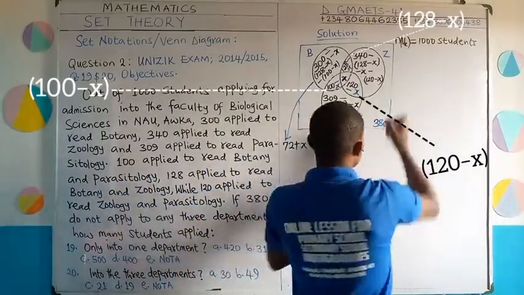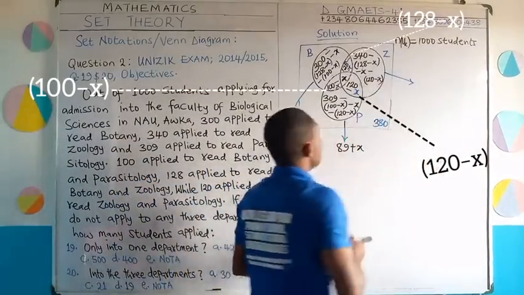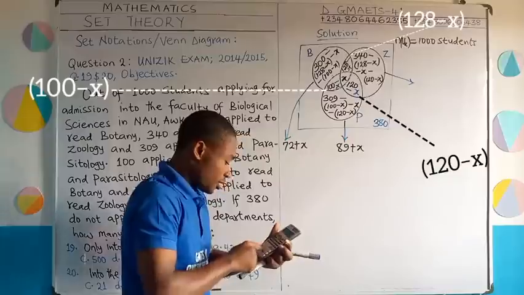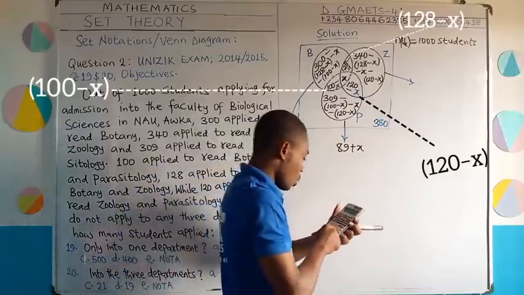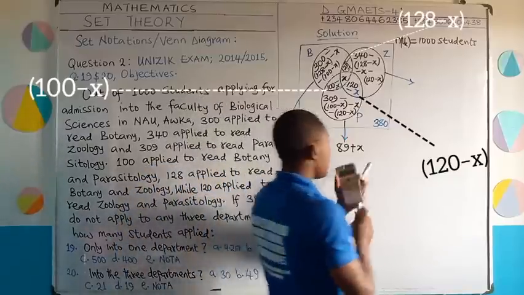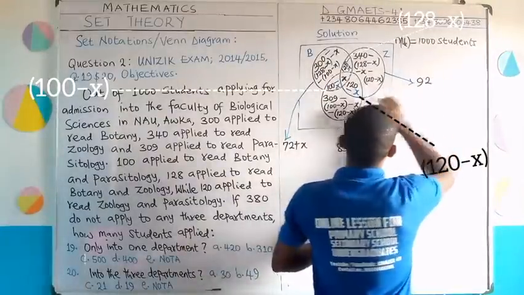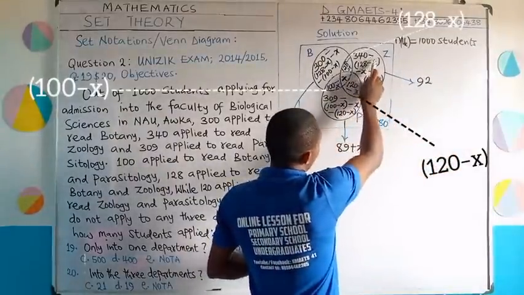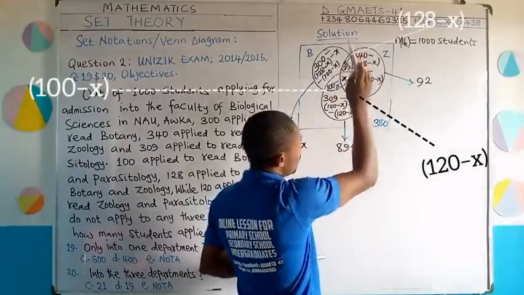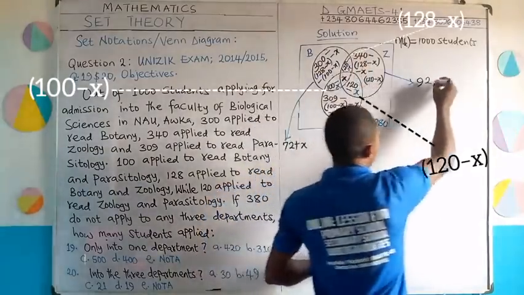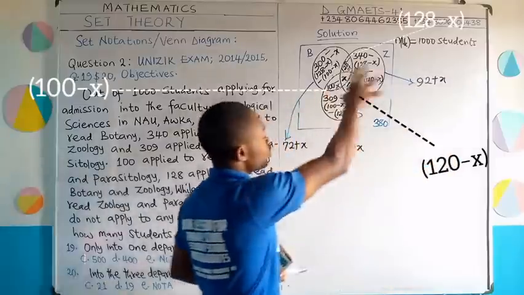I'll move on to that of zoology and do the same. That of zoology, we have 340 minus 128, then minus 120. That gave 92. Again, if you work out that of x, this minus will change this minus to plus, so you have plus x here, then minus x goes to 0. This minus will change this minus x, you get plus x. So I've reduced those terms.